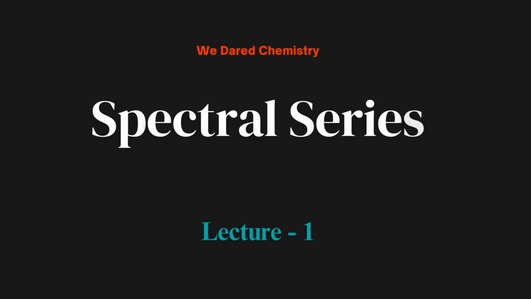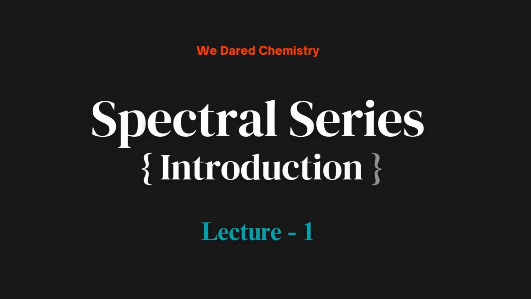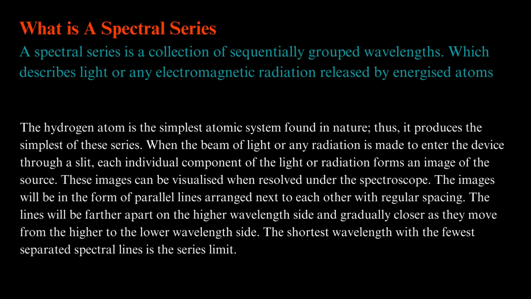Today, we're diving into the fascinating topic of the brand new series on Spectral Series, Lecture 1: Introduction of Spectral Series. Let's start. What is a spectral series? A spectral series is a collection of sequentially grouped wavelengths, which describes light or any electromagnetic radiation released by energized atoms. The hydrogen atom is the simplest atomic system found in nature, thus, it produces the simplest of these series.